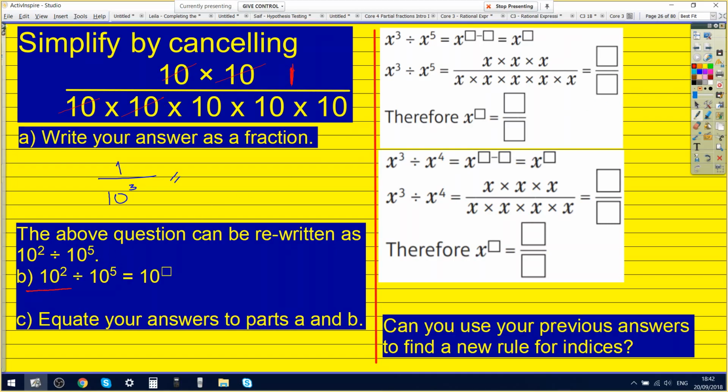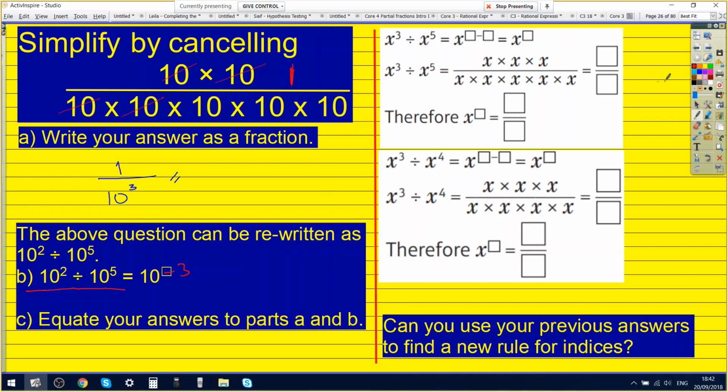So part B. That gives you 10 to the power of... 3. Say it again. So that would be 5 minus 2. This is 2 minus 5? Minus 3. Minus 3, yeah.